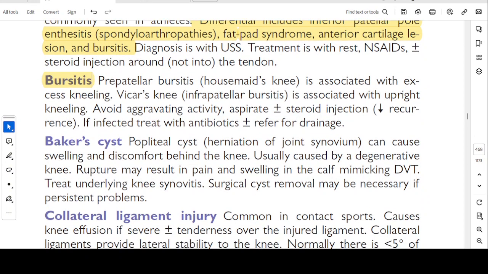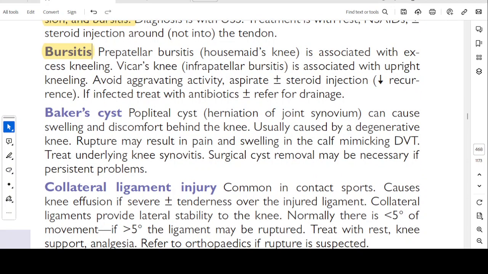Bursitis. Prepatellar bursitis, or housemaid's knee, is associated with excessive kneeling. Vicar's knee, infrapatellar bursitis, is associated with upright kneeling. Avoid the aggravating activity, and aspirate with or without steroid injection to decrease recurrence. If infected, treat with antibiotics and refer for drainage.